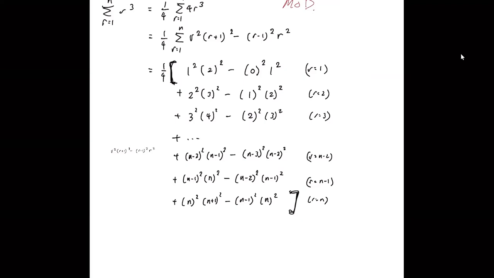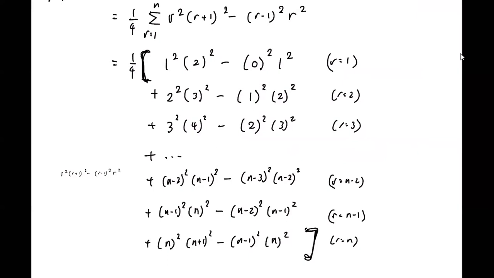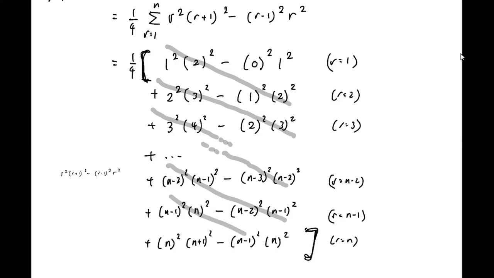Now we try to find anything that can cancel each other off. Right over here, 1 squared times 2 squared, 1 squared times 2 squared, plus and minus, so they will cancel each other off. Draw a straight, continuous line like this to cancel them off. Likewise for 2 squared, 3 squared. Likewise for 3 squared, 4 squared. And the (n minus 3) squared, (n minus 2) squared. And the (n minus 2) squared and (n minus 1) squared. And the (n minus 1) squared, n squared.